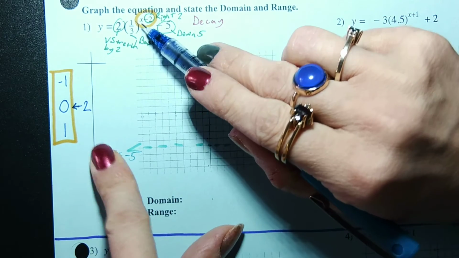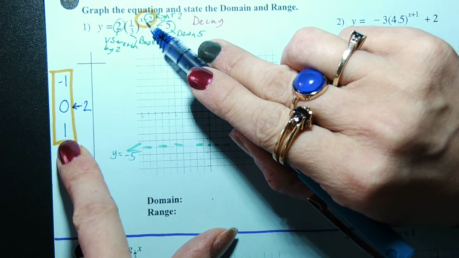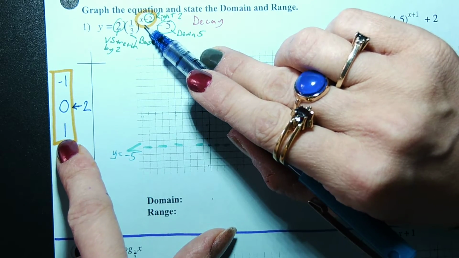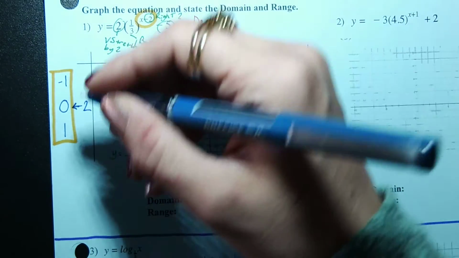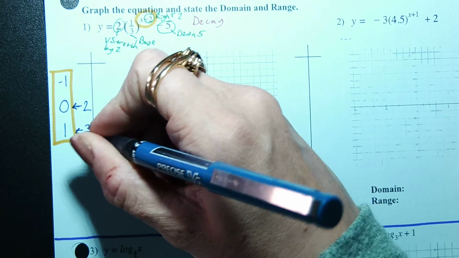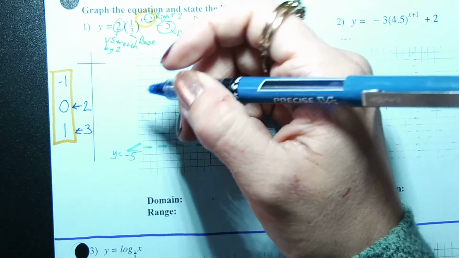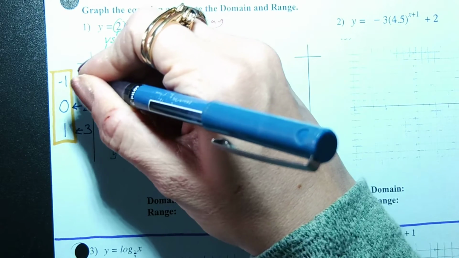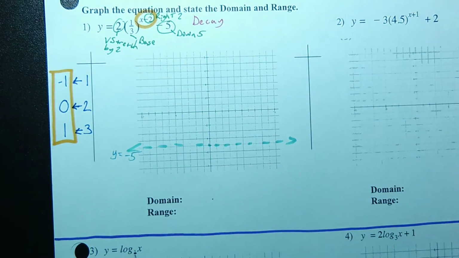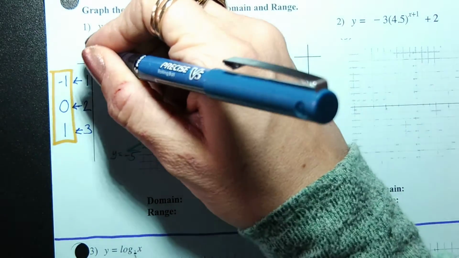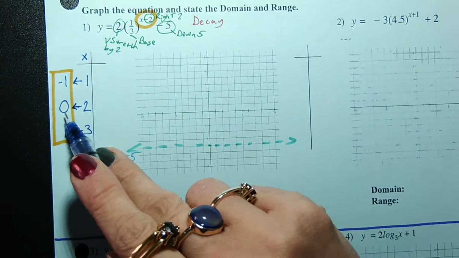What can I plug in for x so that when I subtract 2, we get 1? What minus 2 is 1? 3. And then what minus 2 is -1? 1. So notice how these are all kind of within 1 unit of each other. So that's kind of a nice little check. So these are the x values we want to plug in to get these power values.